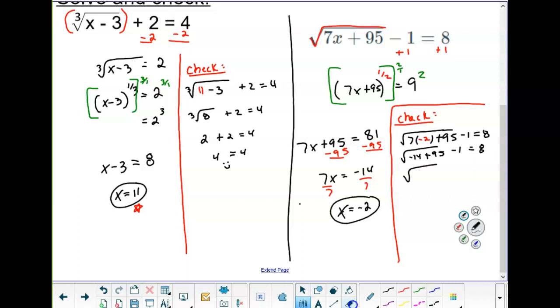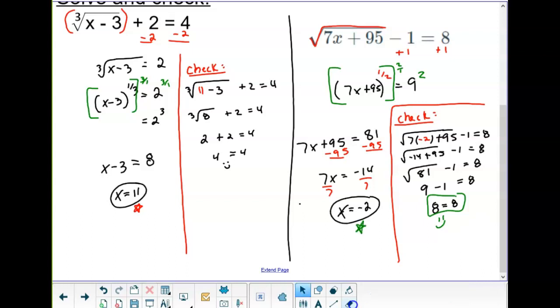And negative 14 plus 95 is 81. Square root of 81 is 9. If you truly did it all in your calculator, I would just need to see this right here. That tells me that you've shown that the left side is equal to the right side. And that tells me that x minus 2 is an answer that truly works. Okay.